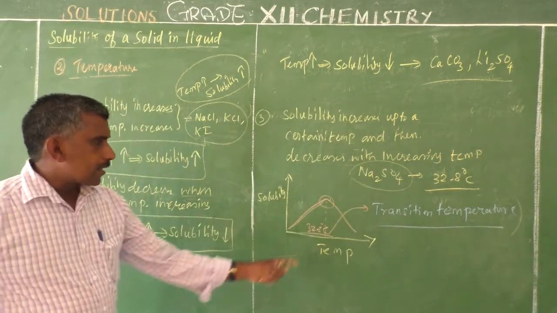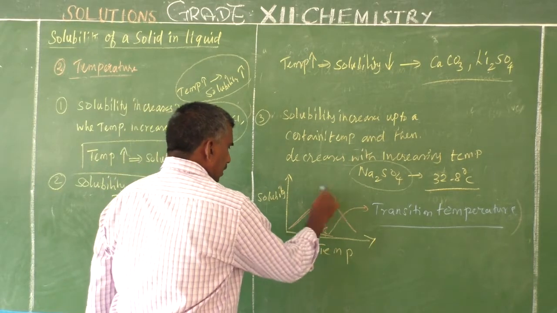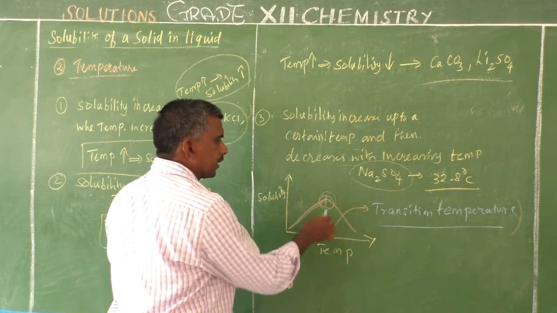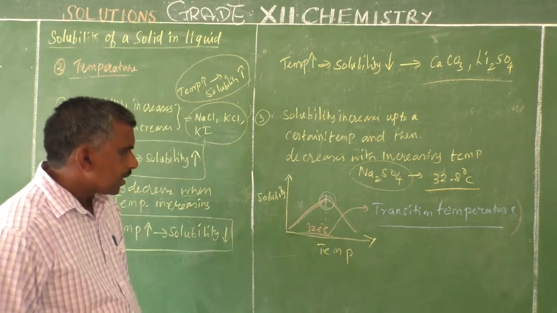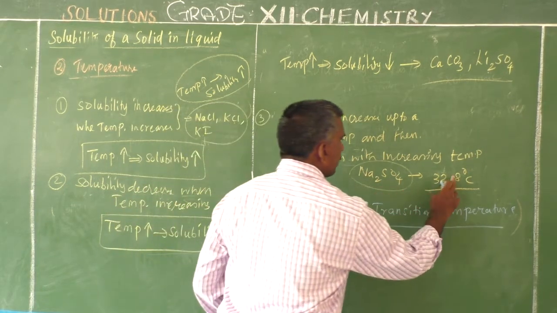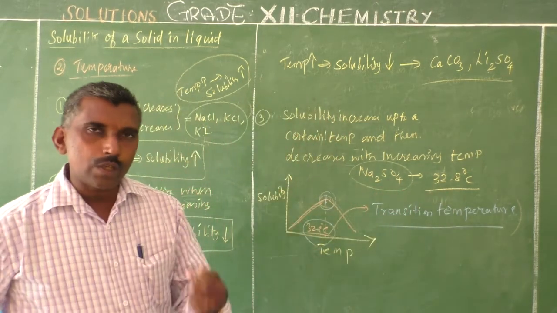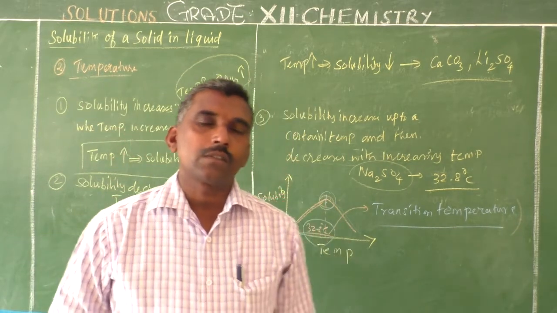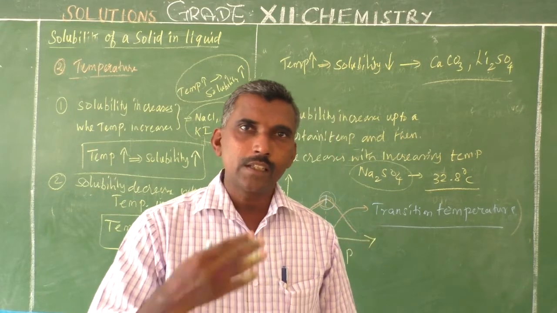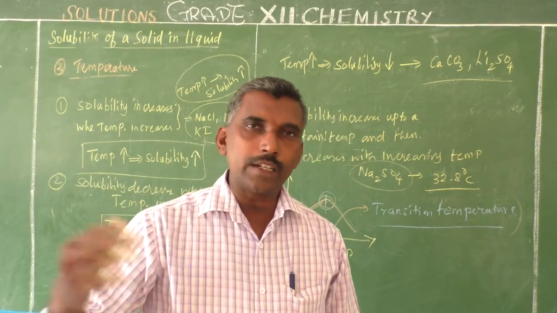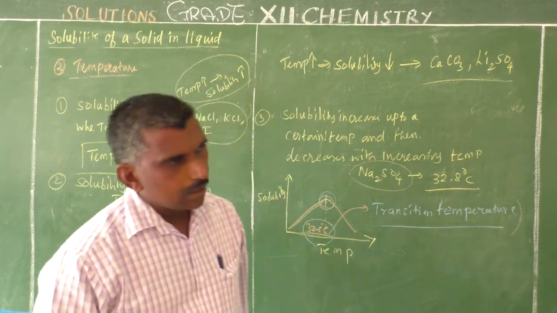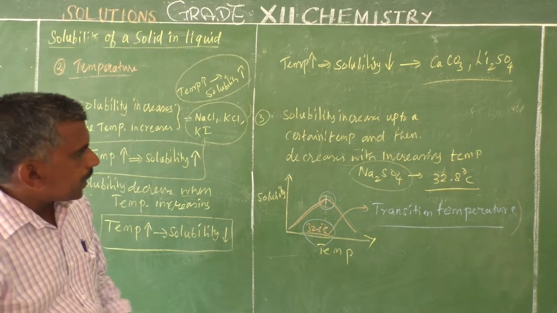At this transition temperature, solubility decreases. When reaching the transition temperature, then on further heating, the solubility of the salt decreases. This temperature is known as transition temperature, 32.8 degrees for sodium sulfate. Room temperature is 25 degrees. Then you heat it, it keeps dissolving. When the particular temperature of 32.8 degrees is reached, solubility will decrease.